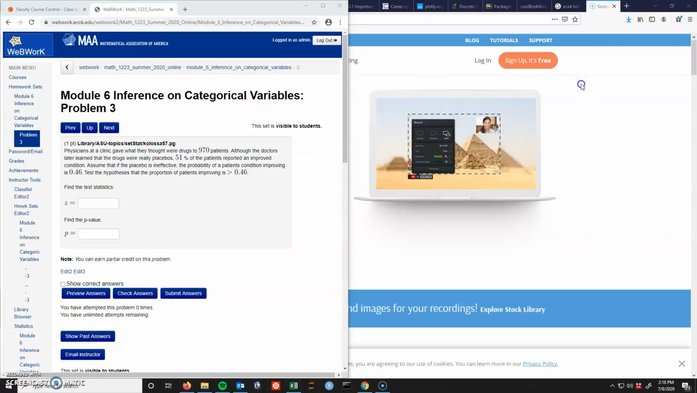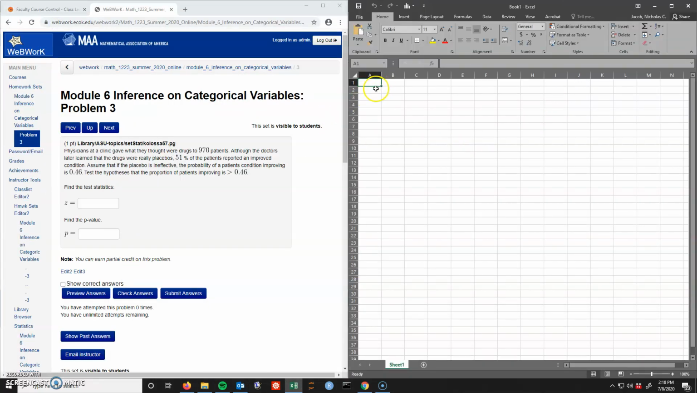I'm going to break this up into two screens. Got our problem there. Let's see if we can identify a few of our different things. First thing is sample size. Sample size here is 970 patients. Next thing I want is the P, the proportion, the population parameter. That is the 0.46. And the p-hat, the test statistic, or the point estimate, would be 51%, so 0.51.